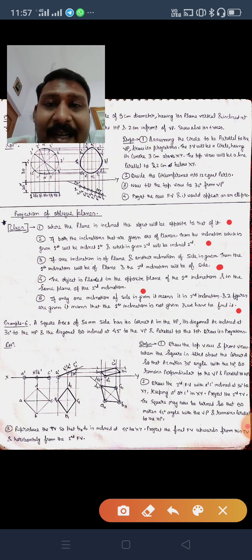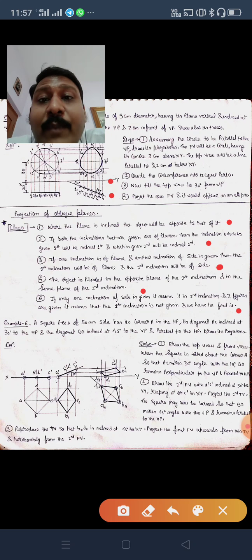And if in the question only an inclination of side is given, then don't get confused that it is inclined to one plane, because here only one inclination is given, but the inclination is of plane, not of side. Here, only one inclination is given, but the inclination is of side. It means it is the second inclination. So the first inclination is not given to you; you have to find it.